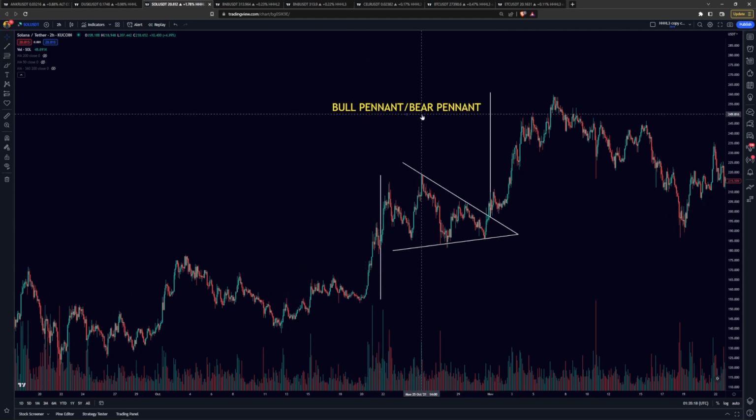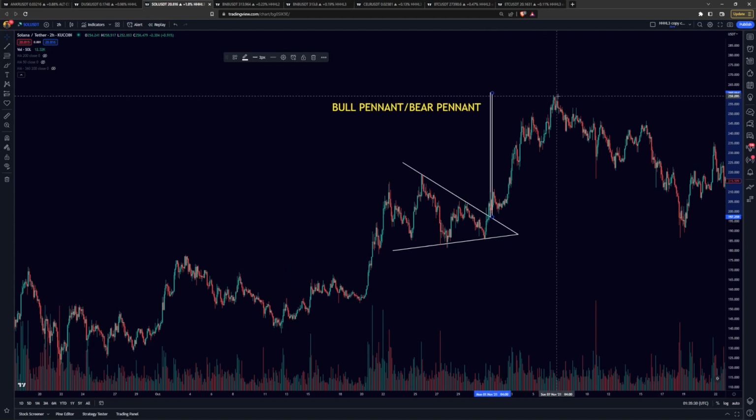So the bull pennant or a bear pennant starts for the distance of the flagpole, right? So this whole flag is what you're measuring here for this move. And then at the breakout point of the pattern, you come over here and place this down, and that'll give you the measured move for a bull pennant or a bear pennant.